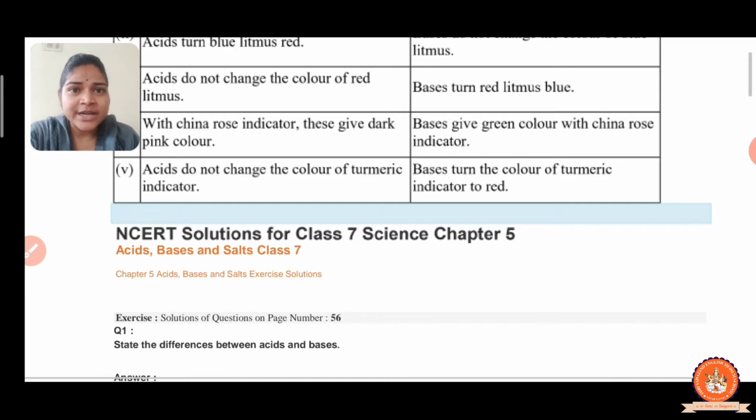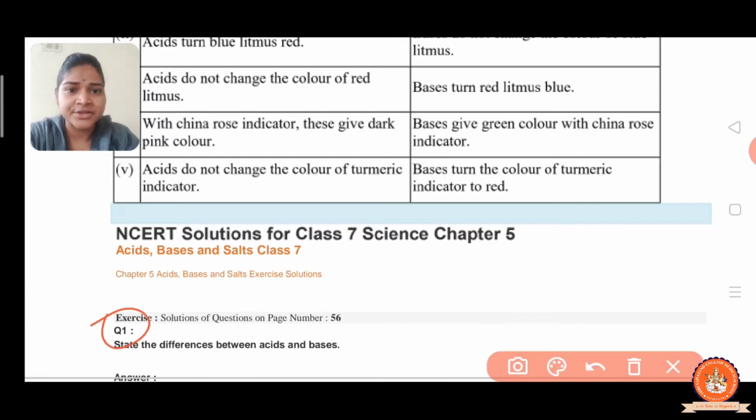So as you know, our chapter is complete and I hope all doubts are clear about that. Right? Now we start the exercise question answers. Let us start with the first question. Question number one is: state the difference between acids and bases. It means the difference between acid and base.